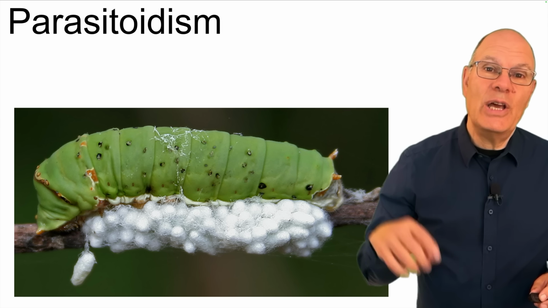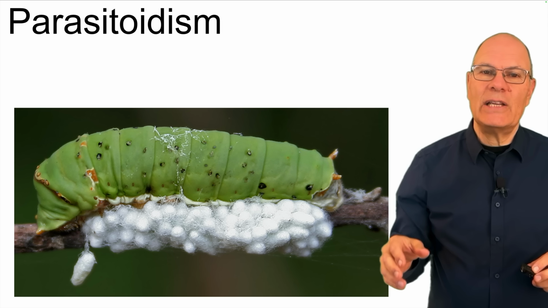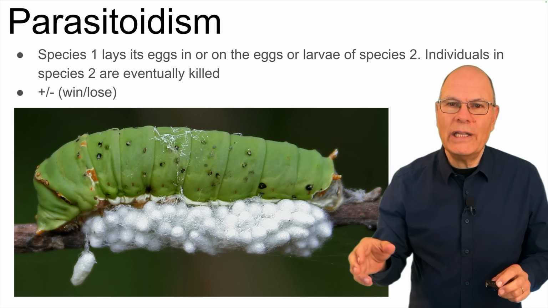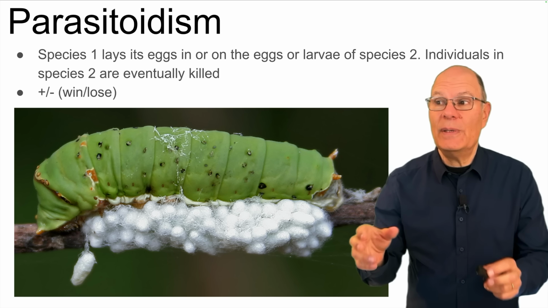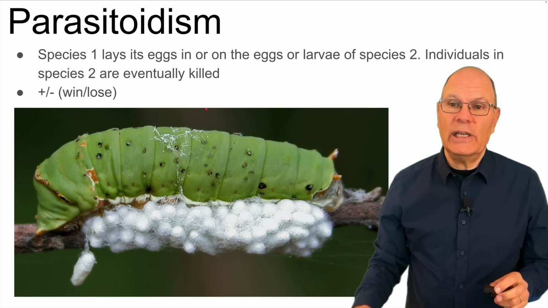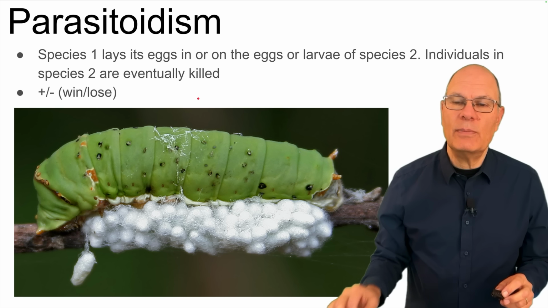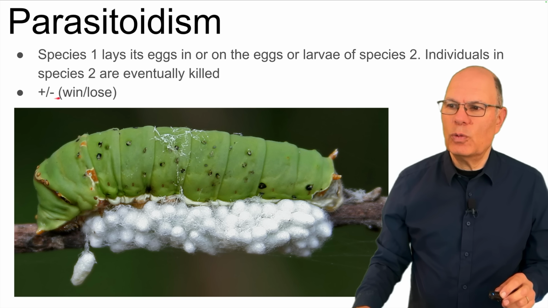Parasitoidism is yet another variation on parasitism. It's mostly limited to insects, and it's where species 1 lays its eggs in or on the eggs or larvae of species 2. Individuals in species 2 are eventually killed, and that can take quite some time. This is a plus-minus relationship, a win-lose relationship.